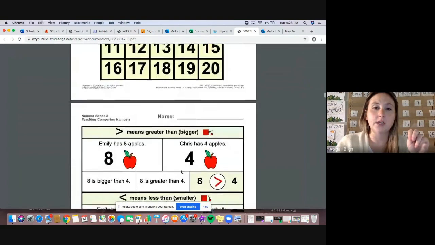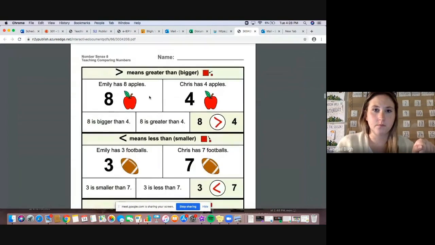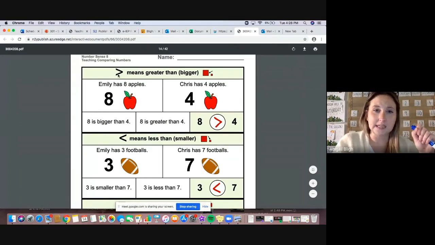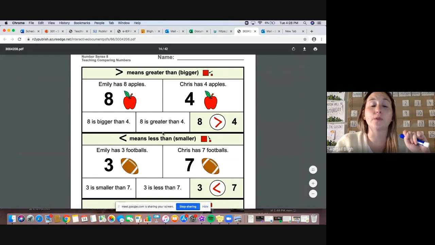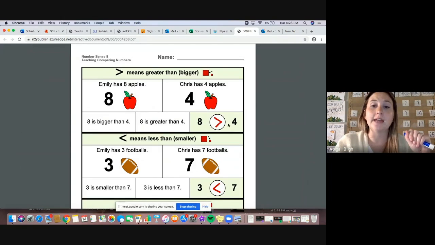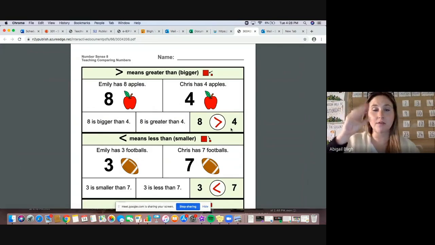So on the example page, I see apples at the top, okay? I'm going to read this. It says, this sign means greater than or bigger. So it says, Emily has 8 apples. Chris has 4 apples. 8 is bigger than 4. 8 is greater than 4. Remember, greater and bigger mean the same thing. So to show that 8 is bigger than 4, this arrow looks like this. To show that 8 is greater than 4, I call this an alligator mouth, and the alligator mouth is going to eat the 8.